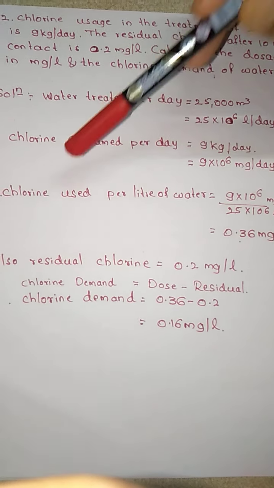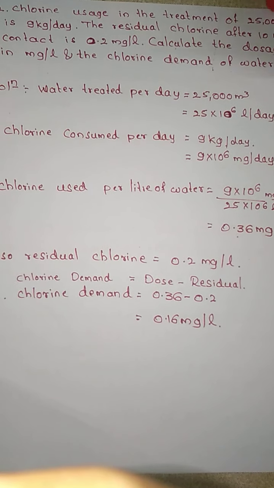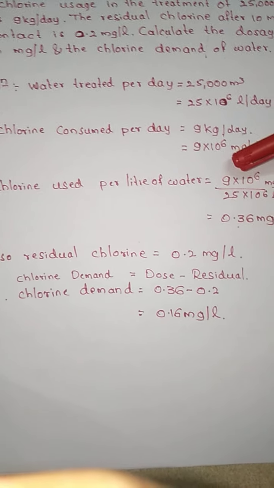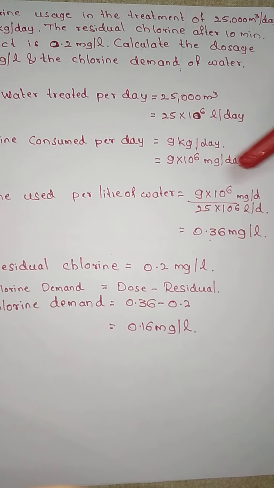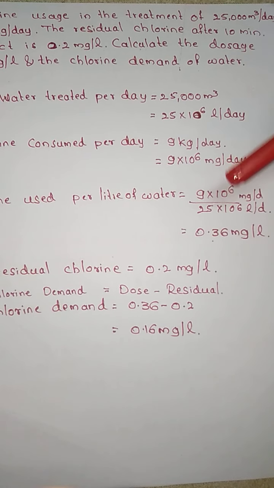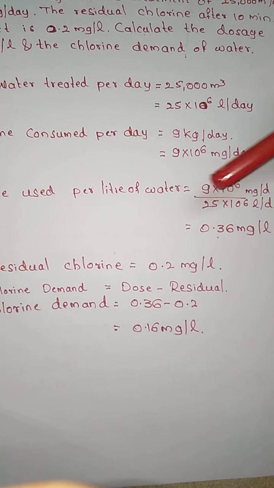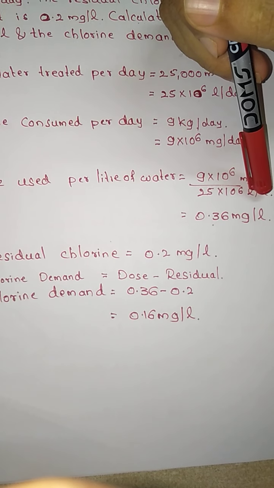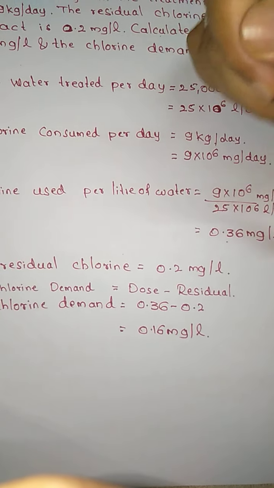Now chlorine used per liter treatment of water. For per liter, how much amount of chlorine content we are going to use? So 9 into 10 to the power 6 mg per day is the amount of chlorine used to treat how much quantity of water? In 25,000 meter cube of water, that we have converted into liters. So how much amount of chlorine is required? It is 0.36 mg per liter of the chlorine content. That means this is nothing but the dosage we have determined.